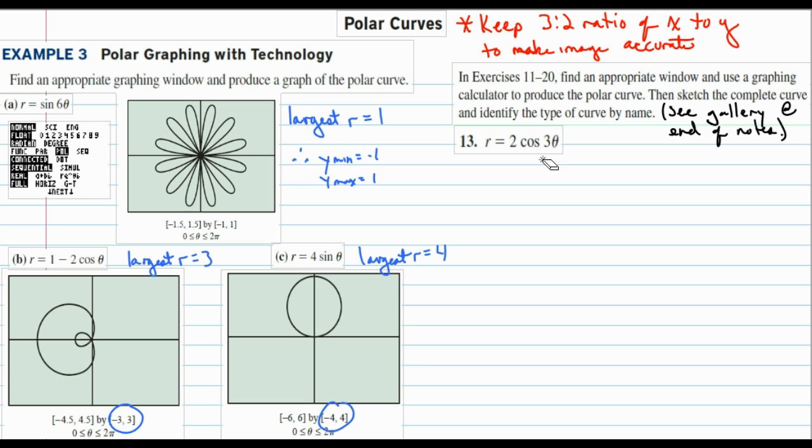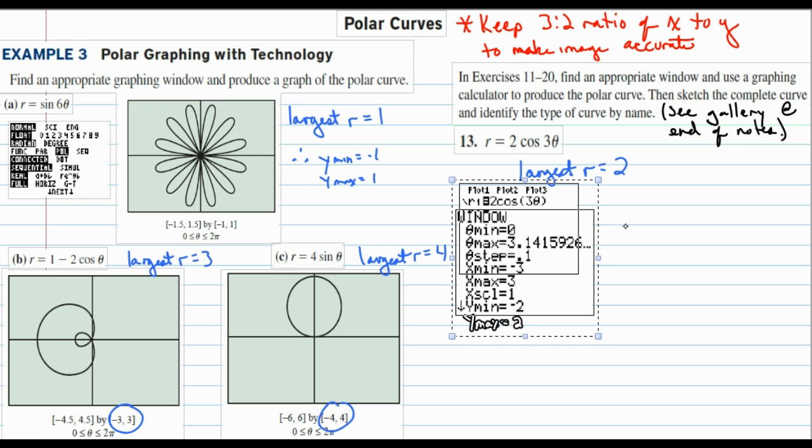So R equals 2 cosine of 3 theta. Well, the cosine of 3 theta is going to fluctuate between -1 and 1, so R's max is going to be +2, really -2 or +2, but again, that's just a directional thing. So the largest R is 2, which means I am going to put R equals in polar mode on my calculator, 2 cosine 3 theta.